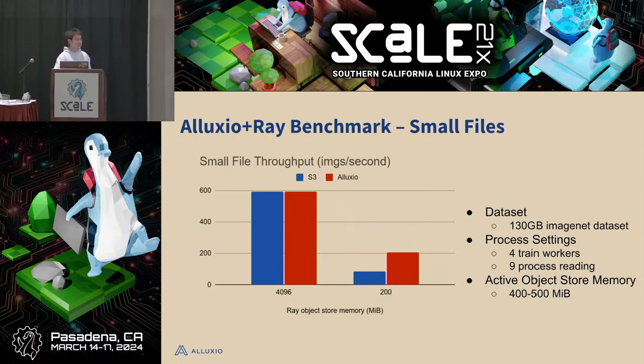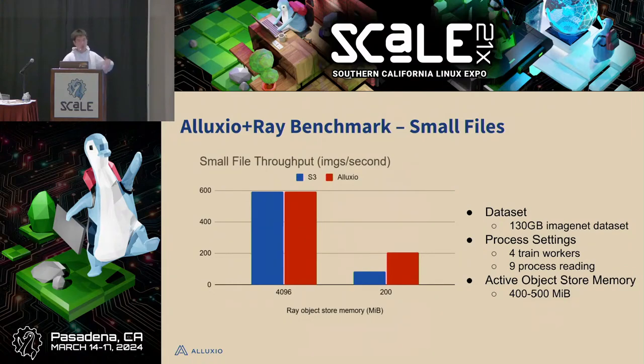And how about the results? What about some evaluation results? Whether we could get some improvement with this kind of design? Here, this is a benchmark on some small files. Small files here mainly refers to small images. The experiment was done on the ImageNet data set. We used the 130 gigabyte ImageNet data set. And there are some settings on the right side. We have 4 Ray train workers, 9 process rating.